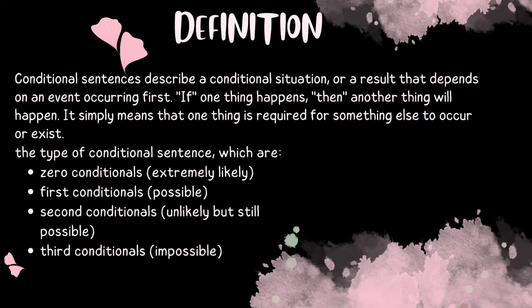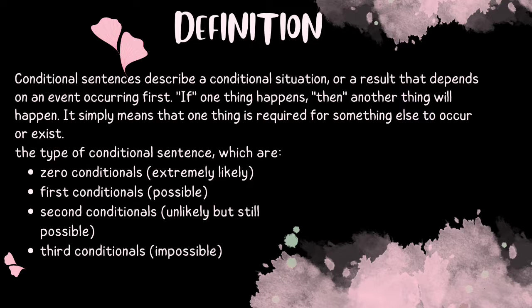For the first is definition. Conditional sentences describe a conditional situation or a result that depends on an event occurring first. If one thing happens, then another thing will happen. It simply means that one thing is required for something else to occur or exist.